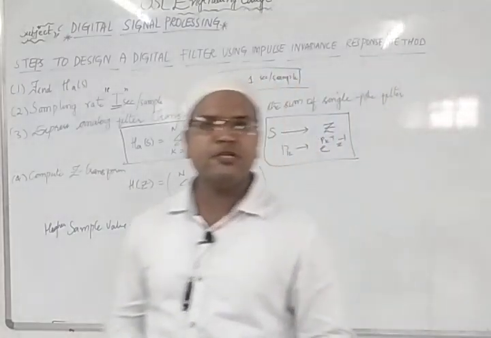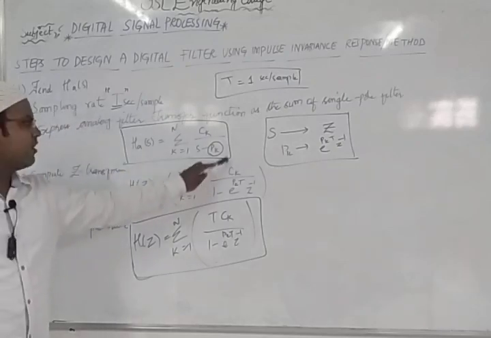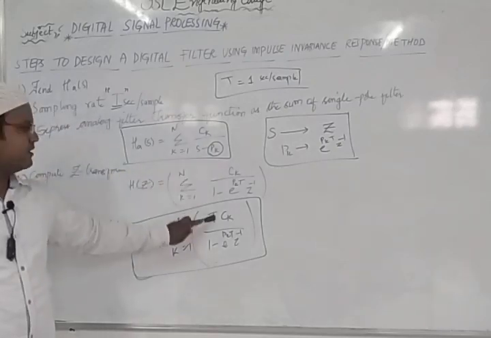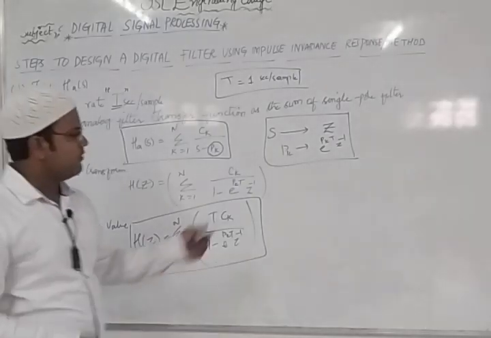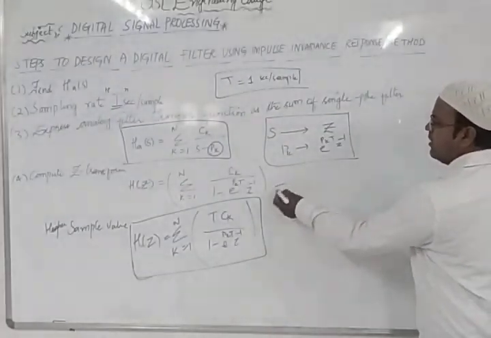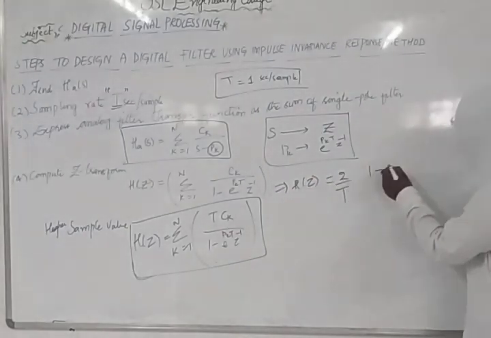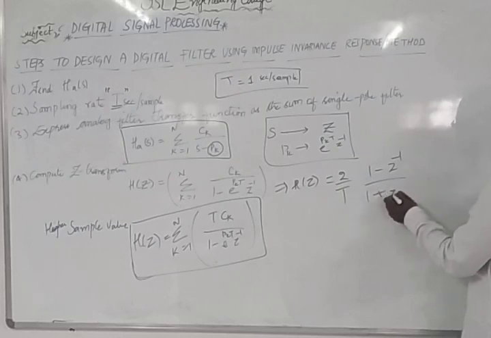In bilinear transformation, everything is the same. H_A(S) we have to find. Only the change is here: these two will be changed. If you use bilinear transformation, I'll tell you when we go for designing. But as of now, remember, for H(Z), we will take S equals 2 by T, (1 minus Z power minus 1) by (1 plus Z power minus 1).